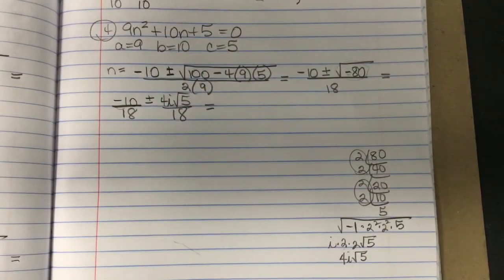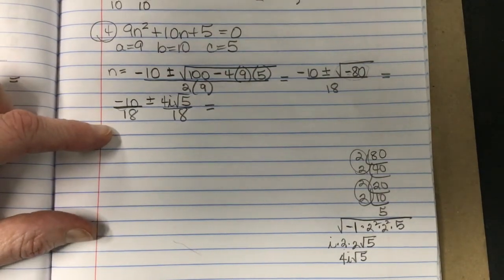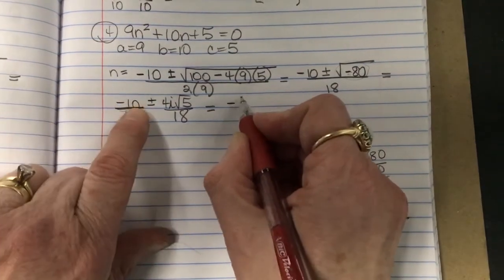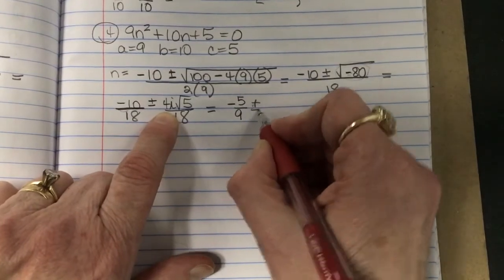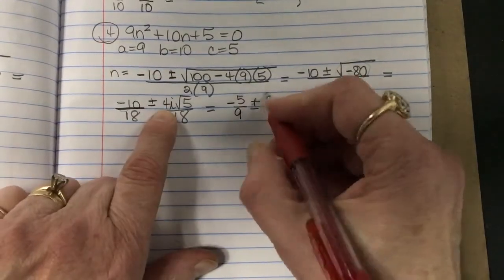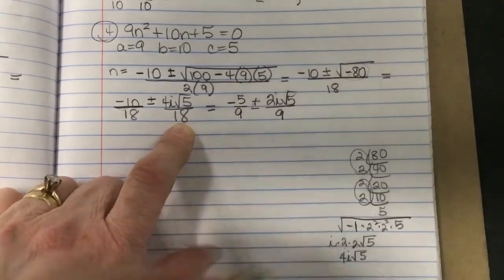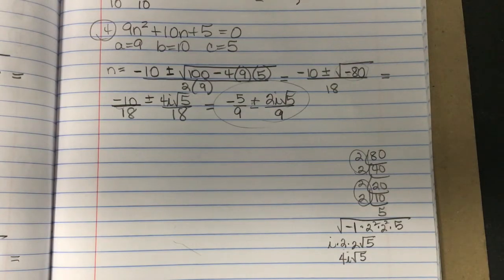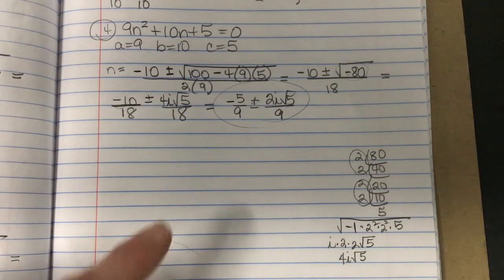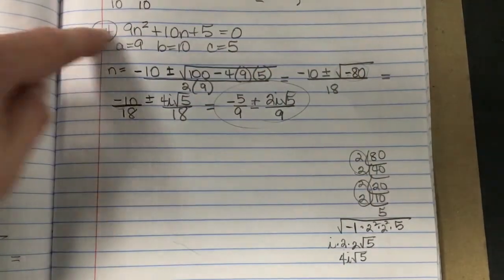Now, will these reduce? What goes into 10 and 18? 2. So you get negative 5 over 9 plus or minus, and I think 2 goes into both of these. So you'll have 2i square root of 5 over 9. And there's your 2 answers. As wild as they look, those are the 2 numbers that work in this equation. It wouldn't have factored. We couldn't do it by square roots.